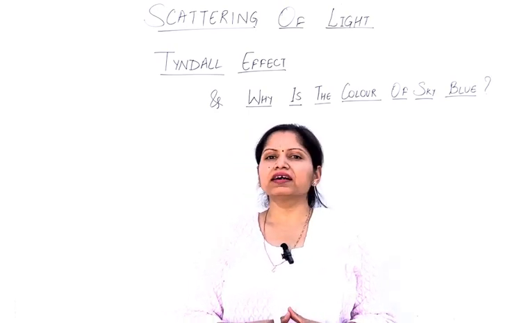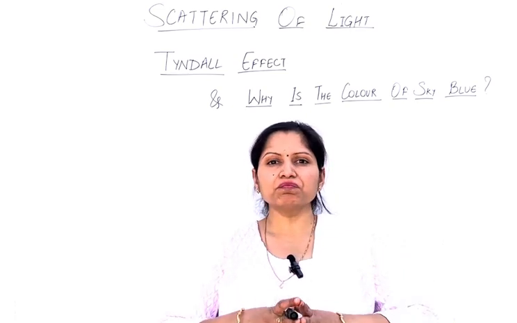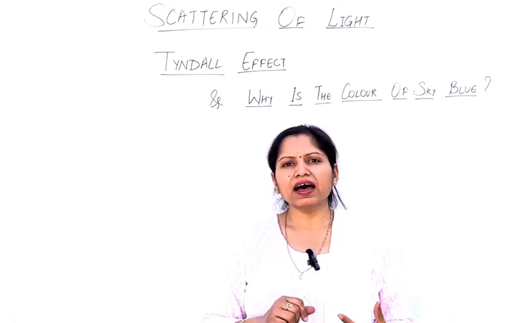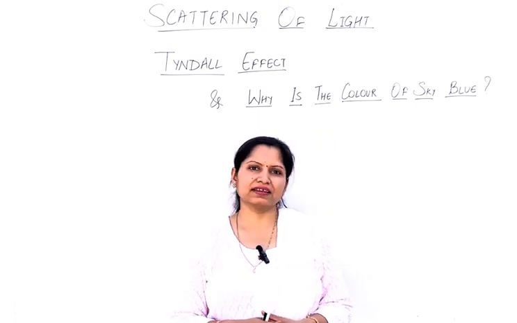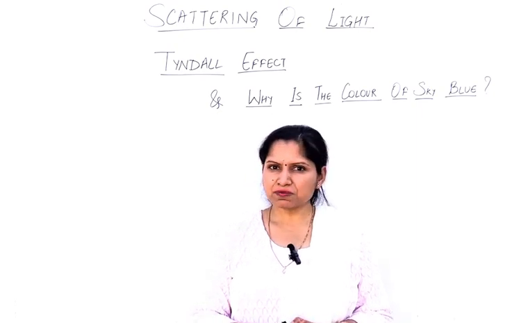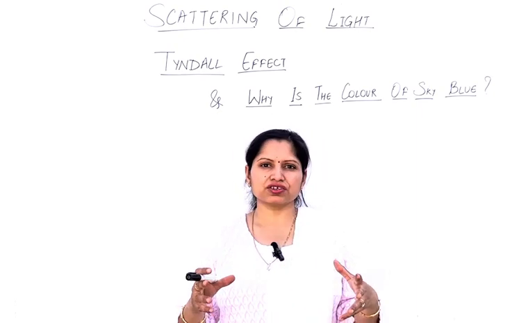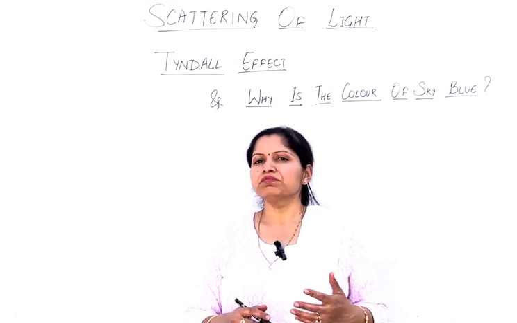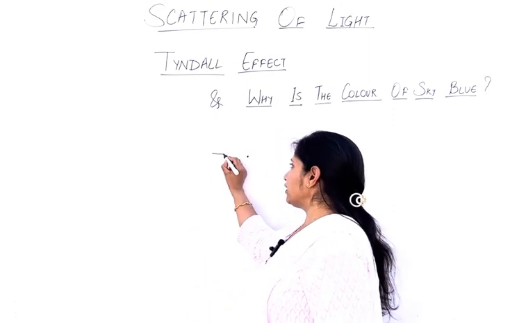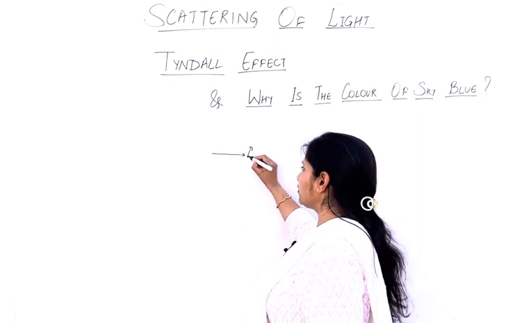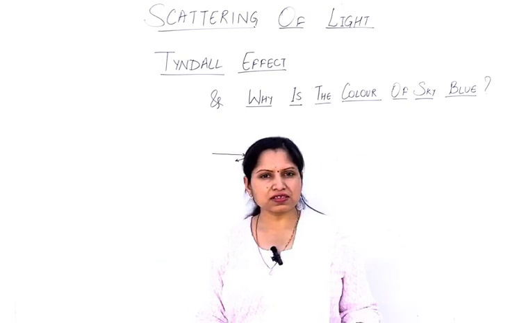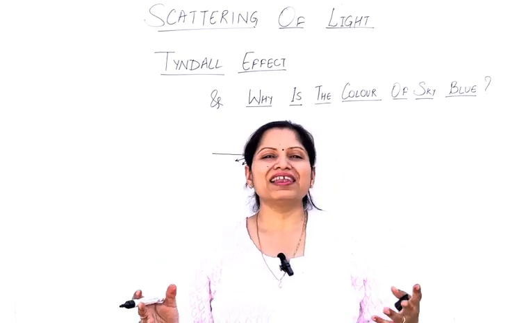Scattering of light occurs because of the presence of particles of dust, water vapors, and other suspended particles in the atmosphere. When light rays fall on these particles, the light rays scatter in all directions, meaning the light rays spread in all directions. So when light rays fall on any of the particles, they spread in all directions, and this phenomenon is known as scattering of light.